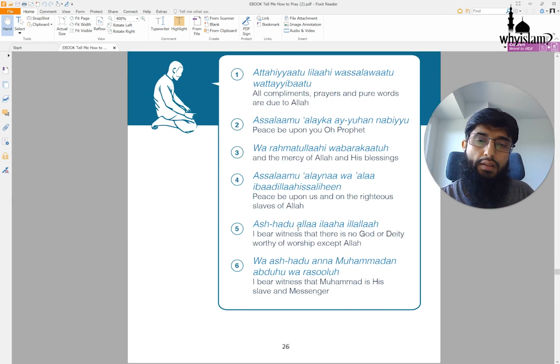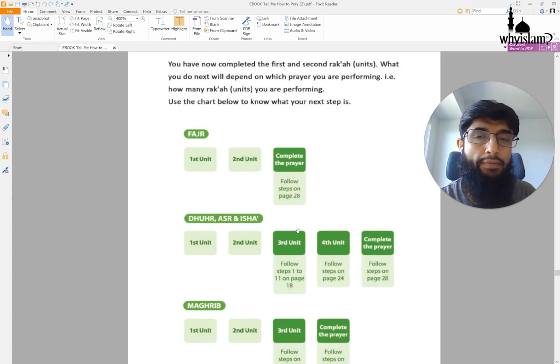How many units are there in the Fajr, the morning prayer? 2. Then you have the Dhuhr, which is the afternoon prayer, usually around 12:30 or 1:30, depending on the time zone. Then you have Asr, usually around 5 or so, or 3, depending on the season as well. Then you have the night prayer, which is Isha. These are all 4 units. First unit, second unit, then it says steps for third unit, fourth unit, and then you complete the prayer.